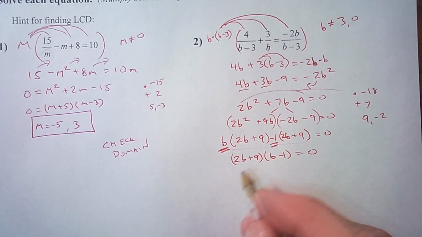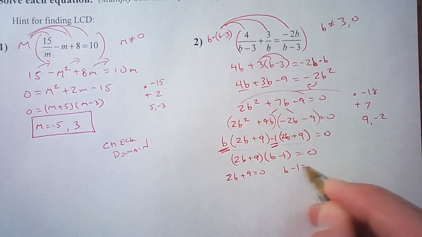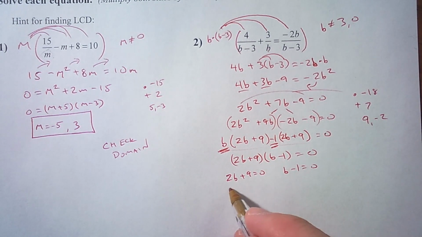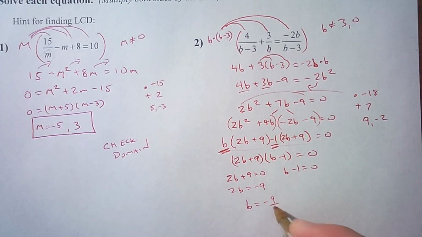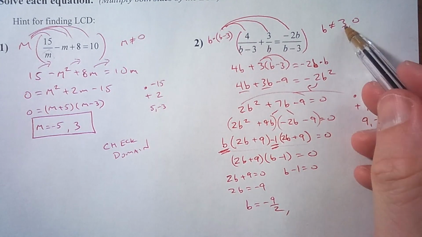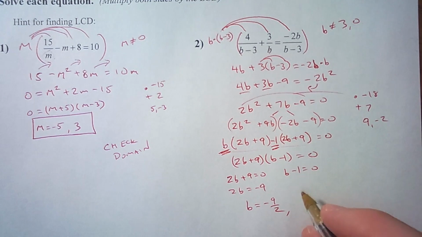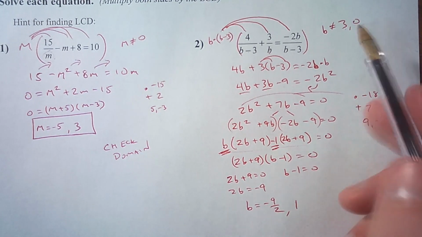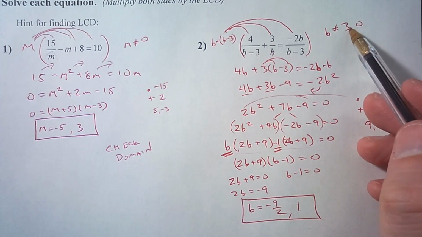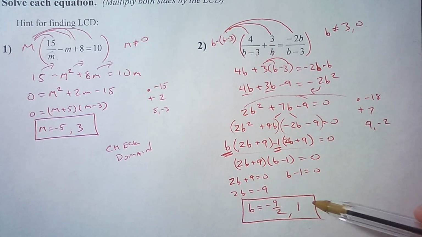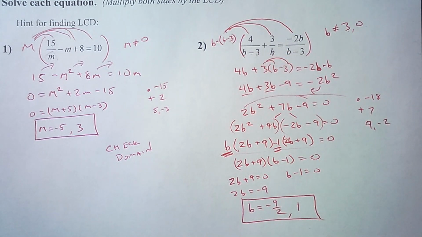So now I can set both factors equal to 0. 2b plus 9 equals 0, and b minus 1 equals 0. So here I have 2b equals -9, so b equals -9 halves. And that does not violate the domain, so it's not a 3 or a 0, so I can keep that. And here I get b equals 1, and that's not a 3 or 0 either, so I get to keep both of those. Remember to check that domain though. If I get a number that violates the domain, then I would get undefined terms and I have to throw that solution out.